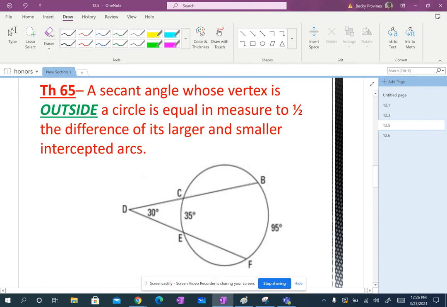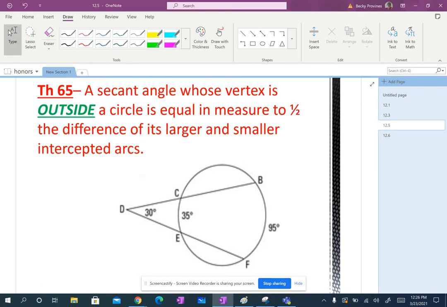Now we're going to move the vertex the last time. Now the vertex is way out here, outside of the circle. Inside of this angle, there are two arcs, technically. We have this arc here and we have this arc. So you're outside of the circle.